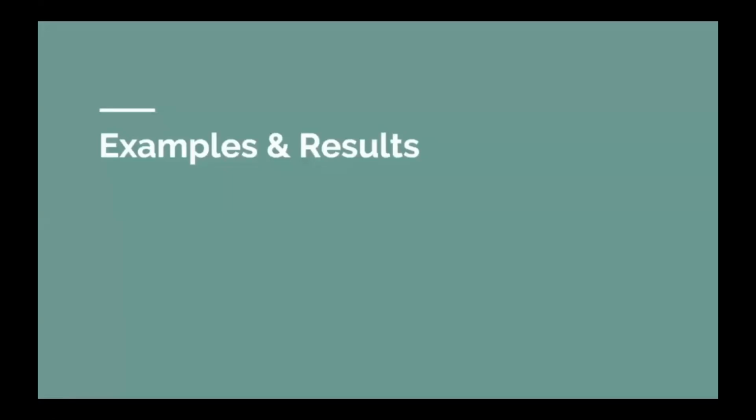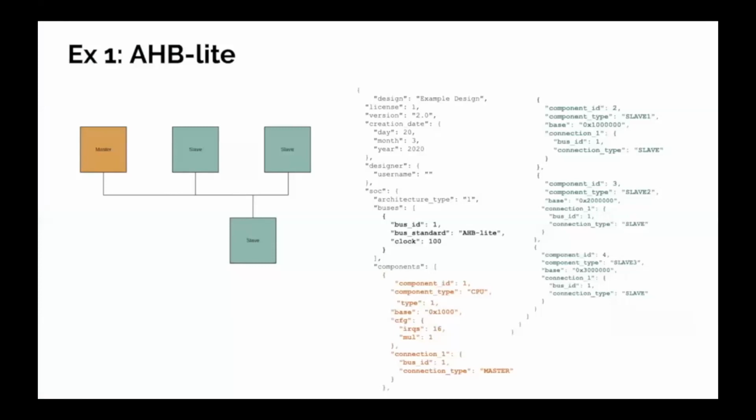So here are some examples that we tried out using different designs. Example 1 is just an AHB Lite. As you can see to the left, this is what the user would input using the GUI, and this is the JSON that would respectively get produced. As you can see here, this is the bus standard AHB Lite. This section right here corresponds to the master, and those 3 sections right there correspond to the slaves, with each slave having different, of course, base addresses.